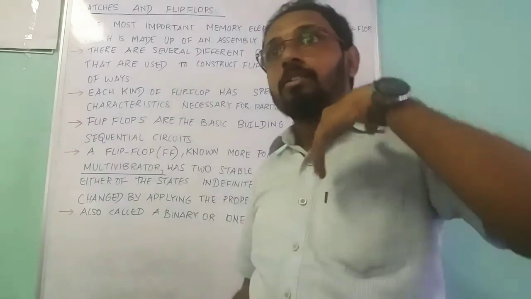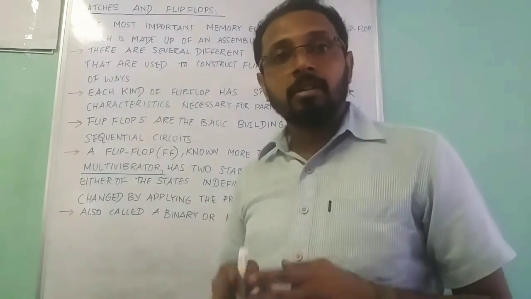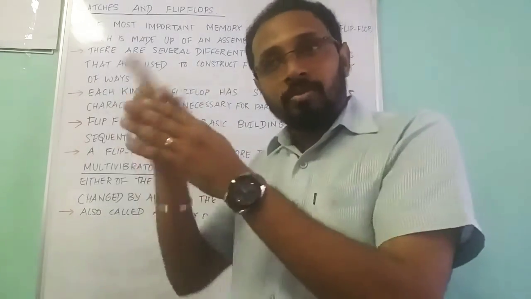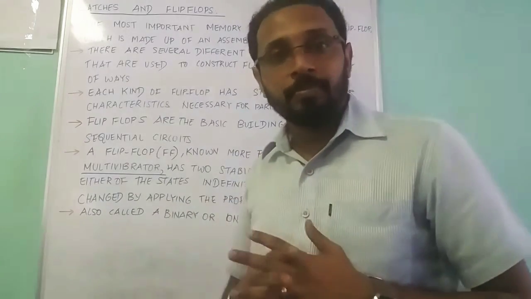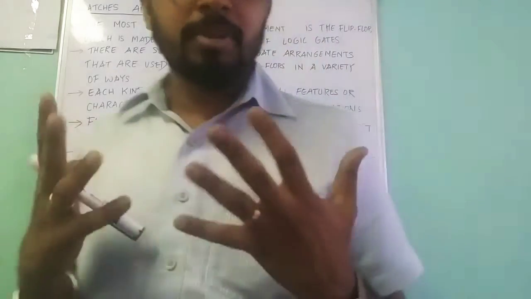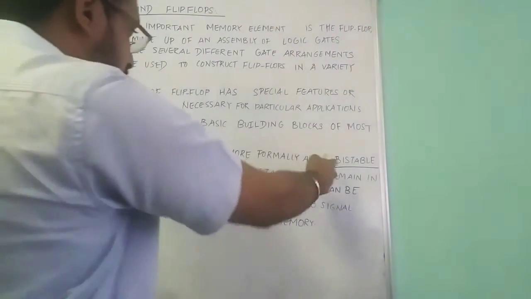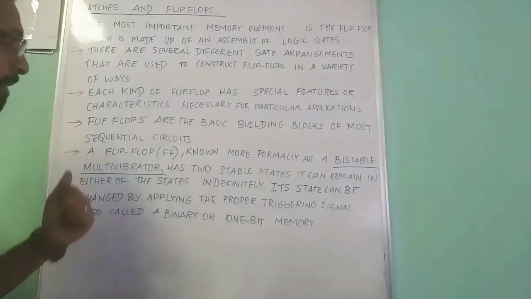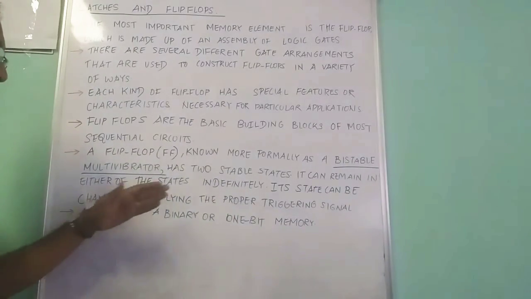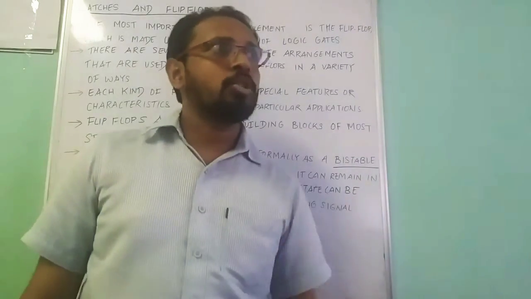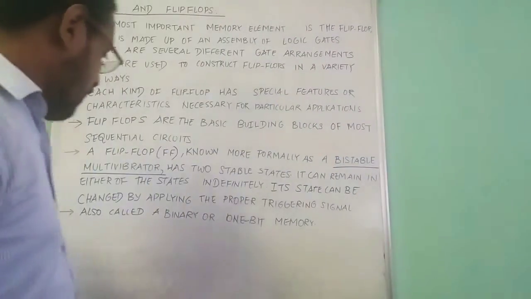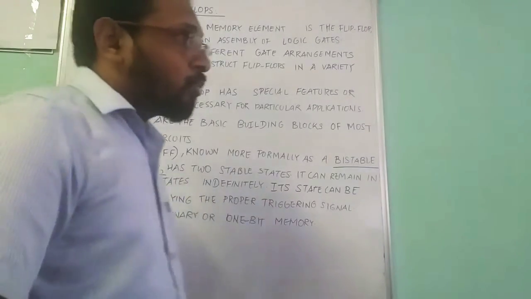As a flip-flop is a bistable multivibrator, it will have two outputs. One is the actual output, which is Q, and one is the inverted output, Q bar. It can remain in either of the states indefinitely. That's a specialty. It has two stable states, that is a bistable multivibrator. Its state can be changed by applying the proper triggering signals. Those proper triggering signals mean the clock signals that we provide. It is also called binary or one bit memory.